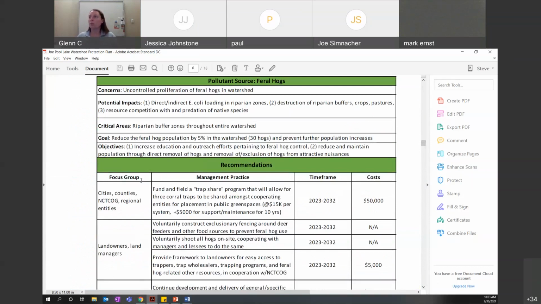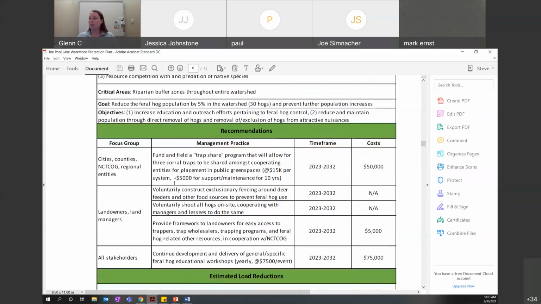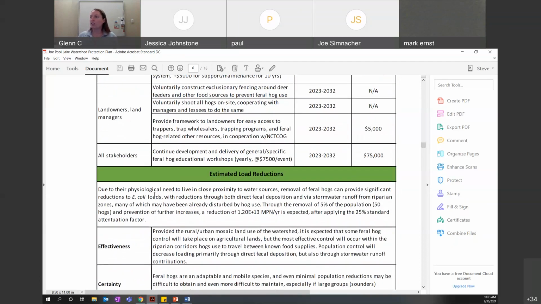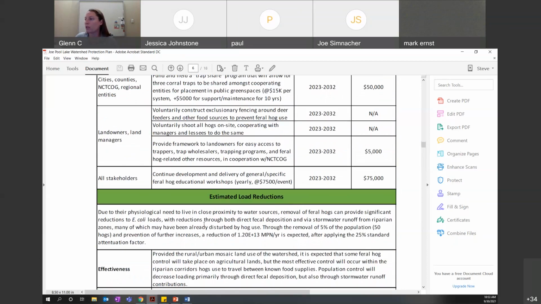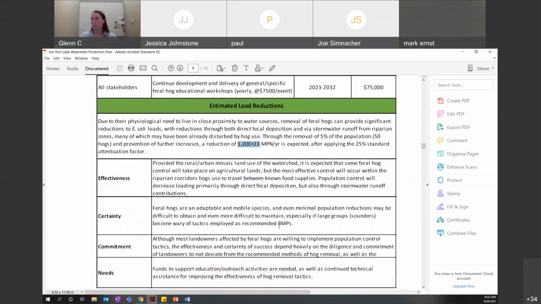So the concern is the uncontrolled proliferation of feral hogs in the watershed. The goal is to reduce the feral hog population by 5% in the watershed, so by 30 hogs, and prevent further population increases. All of these numbers came from Texas A&M, and in doing so, if we remove 5% of the population, I need to change a few of these numbers, then we would have a result of 1.2 times 10 to the 13th most probable number per year.